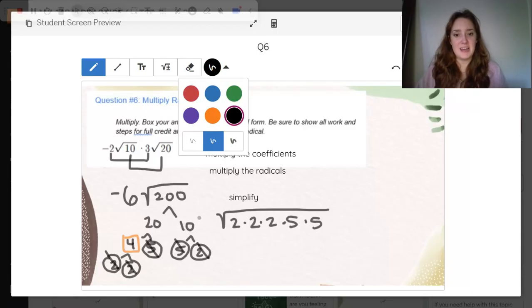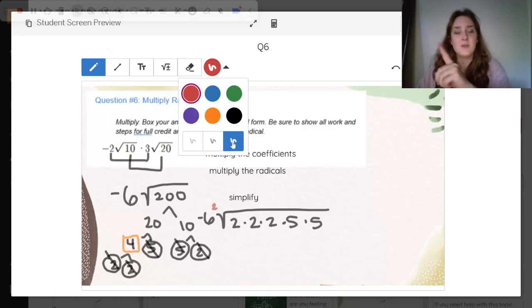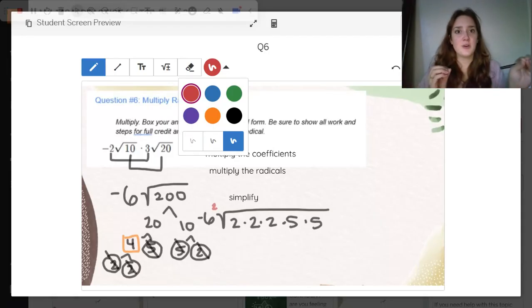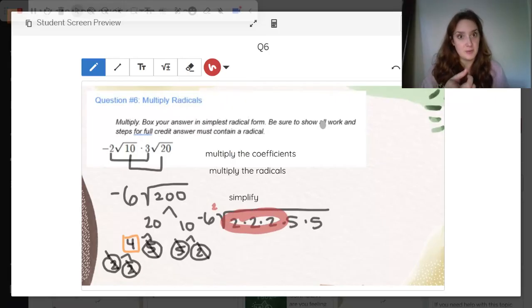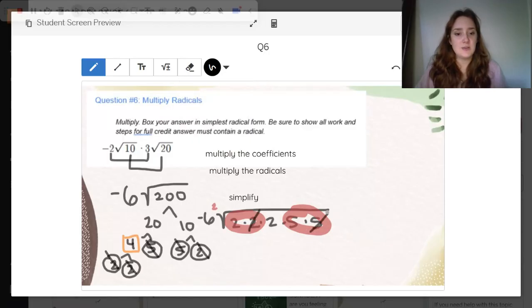We still do have that -6 in front. There is an index of 2. So again, we're scanning, we're looking for a group of 2 of the same number. If the index was 3, we would be scanning and looking for a group of 3 of the same number, right? But in this case, it was a plain old radical, group of 2. So I see 2 groups of 2 of the same number. 1 cancels out of those groups and 1 leaves.